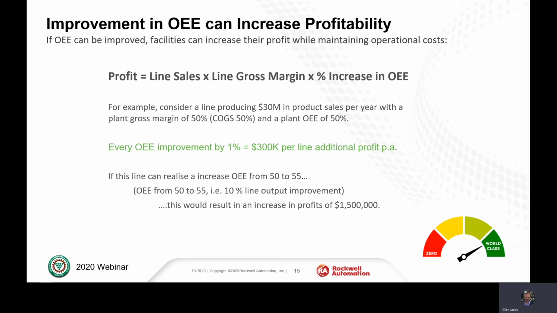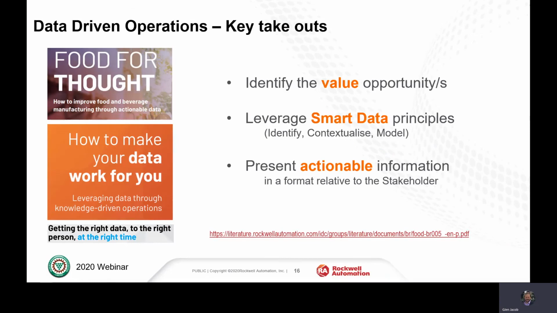So just wrapping up some of the key takeaways. Whether the issue you've got is around process, you're trying to optimize the process, or quality, or line performance, exactly as we've talked about here.